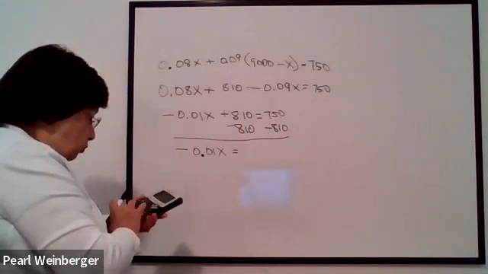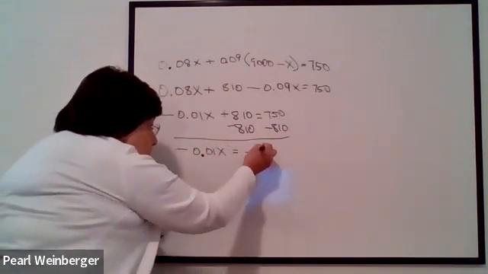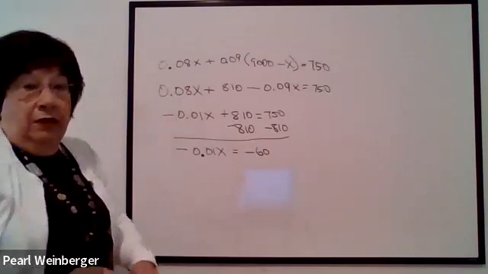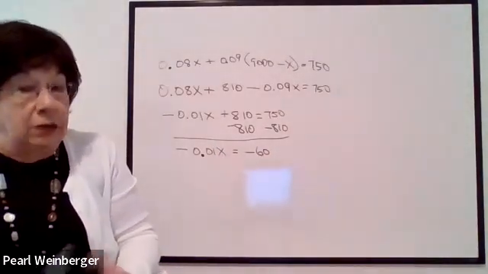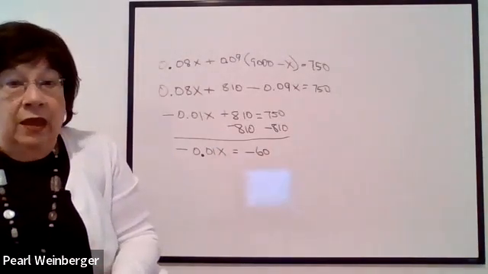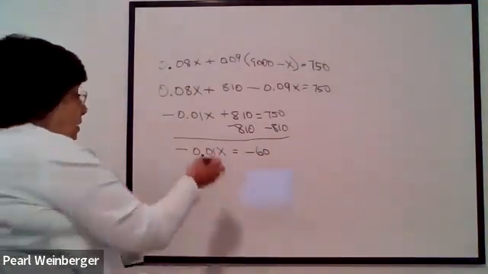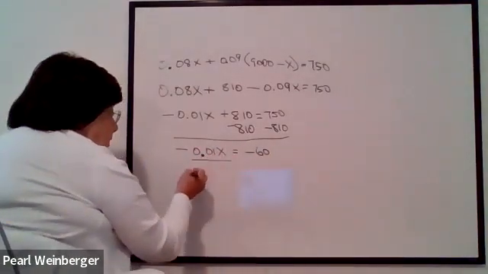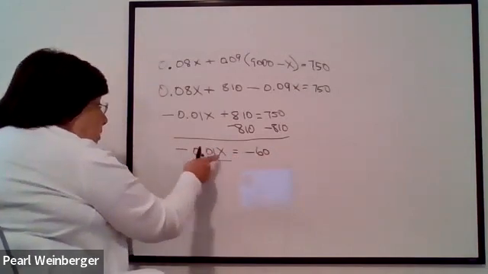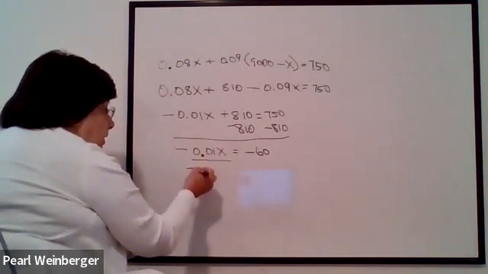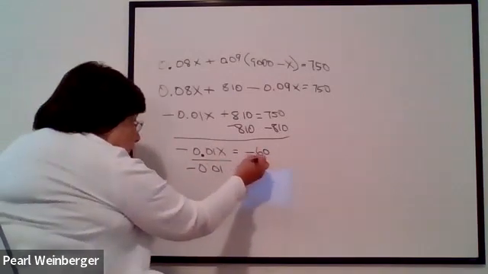minus 810. Of course, again, I could do this without my calculator, but since I have my calculator out anyhow, you'll see that I use the calculator a lot. I happen to like using the calculator. I find it's quick and it's correct. Okay, so now I'm going to divide by the coefficient of the x, which is negative 0.01.